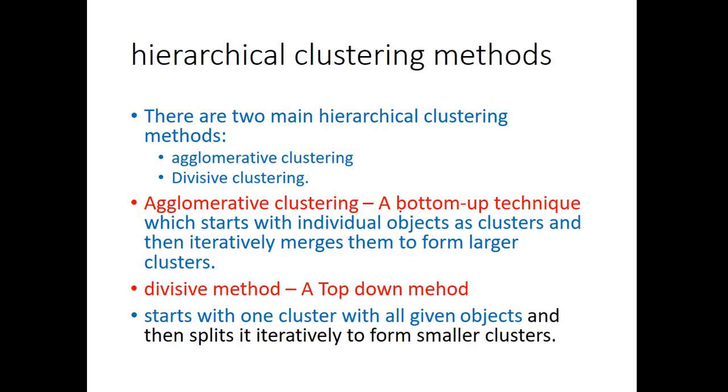Agglomerative clustering is a bottom-up clustering technique which starts with the individual objects in the data as clusters and then iteratively merges them to form larger clusters. The second method is divisive clustering. It is a top-down method. It starts with one cluster with all the objects in it and then splits it iteratively to form smaller clusters. So these are the two different methods of hierarchical clustering techniques.